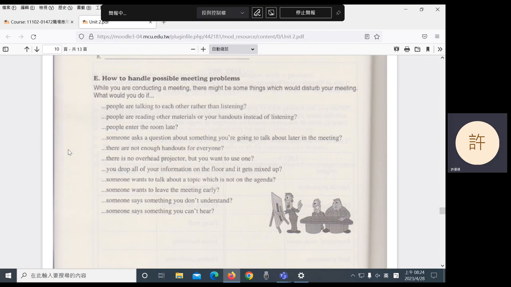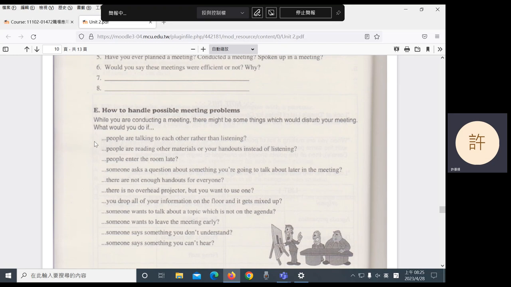When we conduct meetings, sometimes we will run into some problems. So you can think about how would you solve these problems. Let me read these problems to you. First one, people are talking to each other rather than listening. People are reading other materials or your handouts instead of listening.